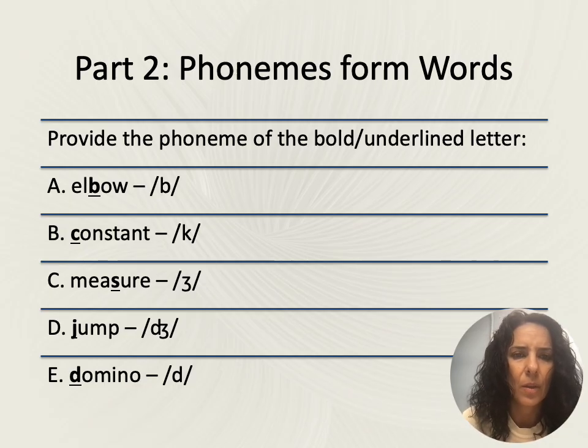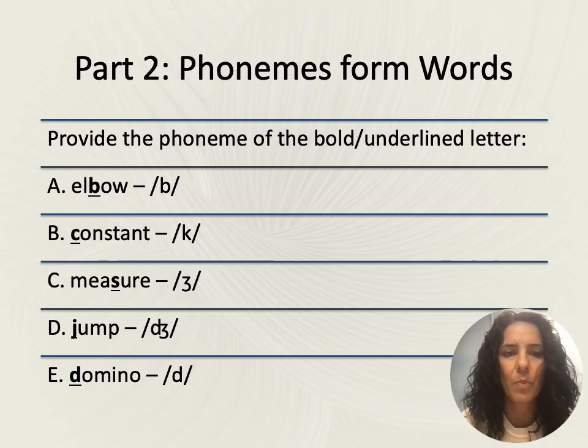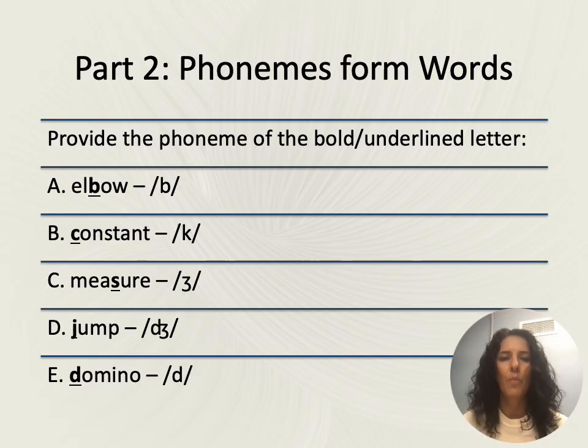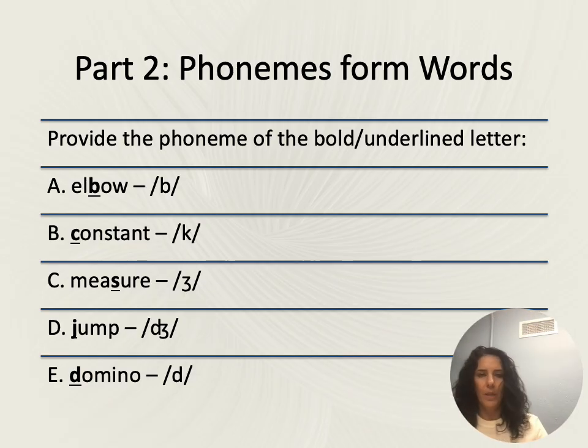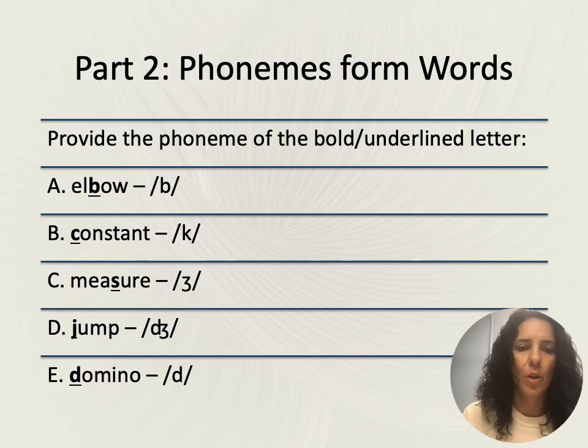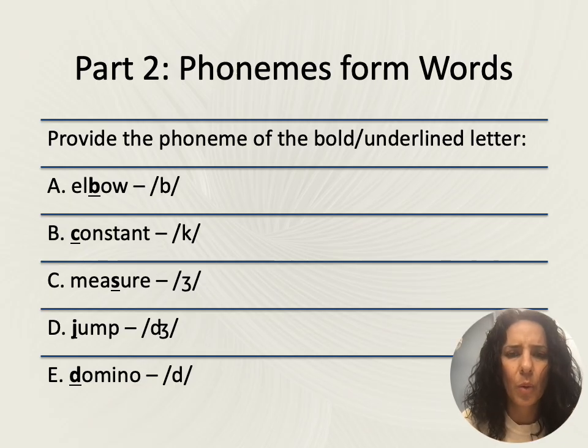Then we have the word measure. The bold S represents the voiced post-alveolar fricative phoneme, like in the sound measure, right? Then we have the word jump. The bold J represents the voiced post-alveolar affricate phoneme. Then we have domino. The bold D represents the voiced alveolar stop phoneme D.